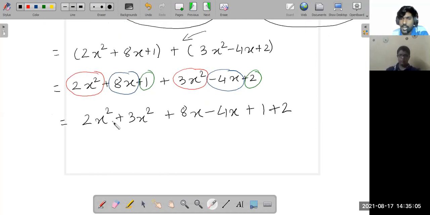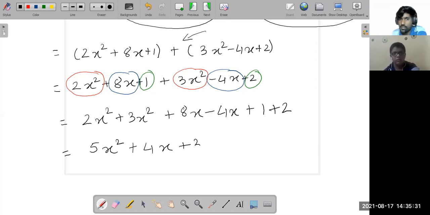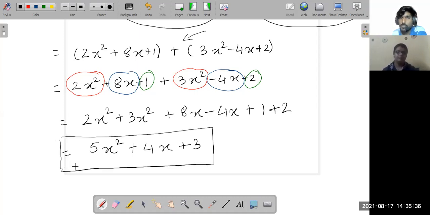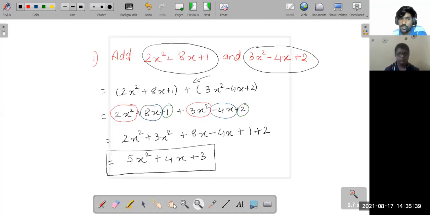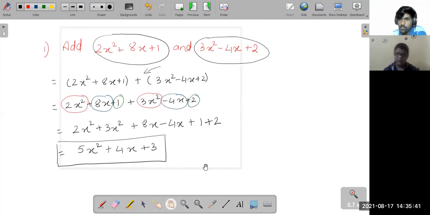Now we can solve the like terms. So this is 2x square plus 3x square. You can add it. How much will it be? It would be 5x squared. Correct. Then plus 8x minus 4x. How much will this be? 8 minus 4, 4x. So plus 4x. And last, 1 plus 2 will be plus 3. So this is the answer you get after adding both the two polynomials. Is this clear? Write this down.